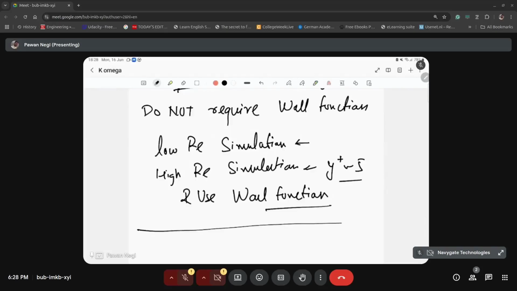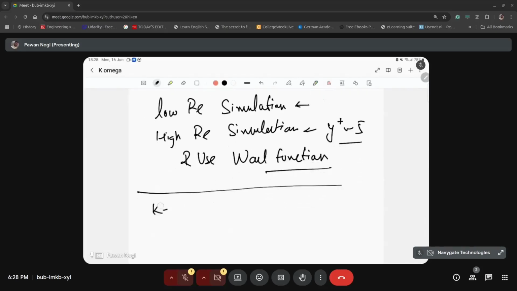Let's go back to our simulation and solve using these two turbulence models, which are K-Omega model and K-Omega SST model, and see the behavior of the simulation. Do we get what we are expecting, which is a good reattachment length?